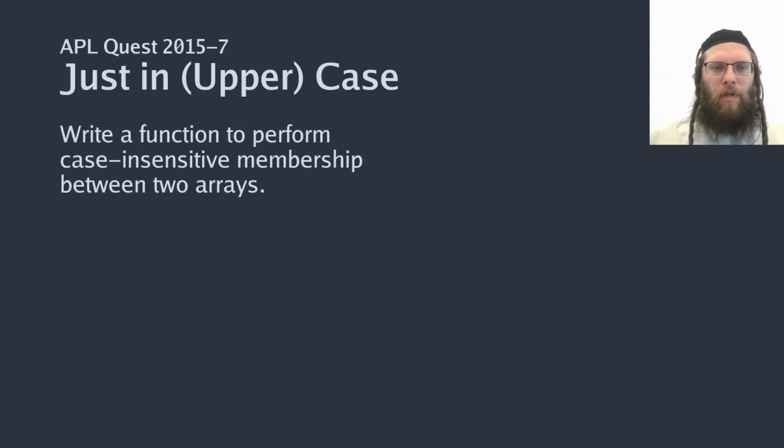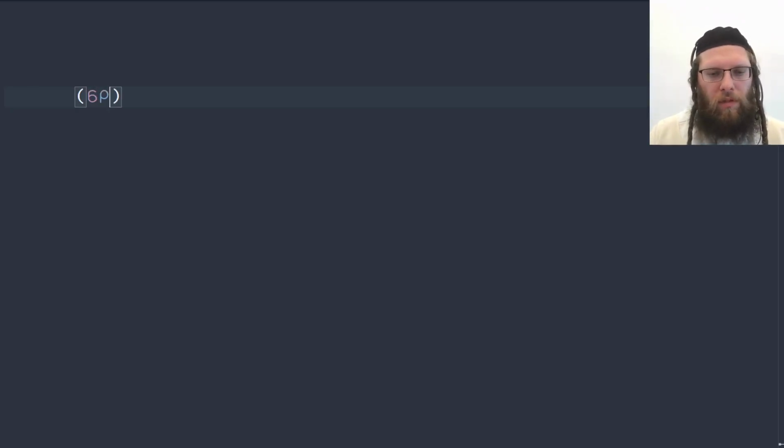Today's problem is the 7th from the 2015 round of the APL problem solving competition. It's very simple. We just are to extend membership a bit so that it is case insensitive. Now let's start with two arrays. Let's just take the first 6 letters of the alphabet and also some random 4 letters here.